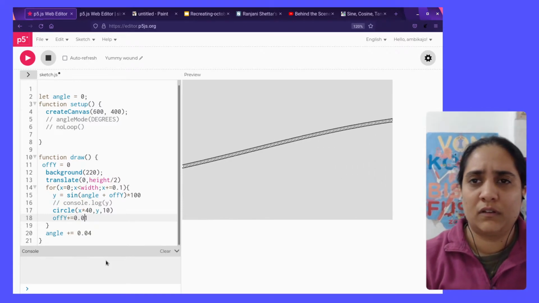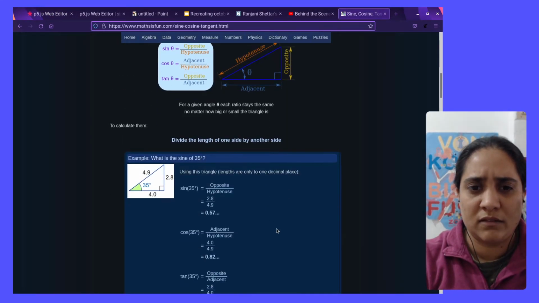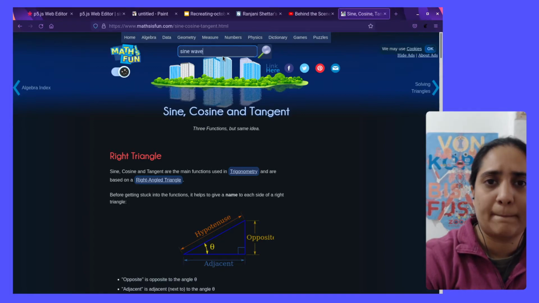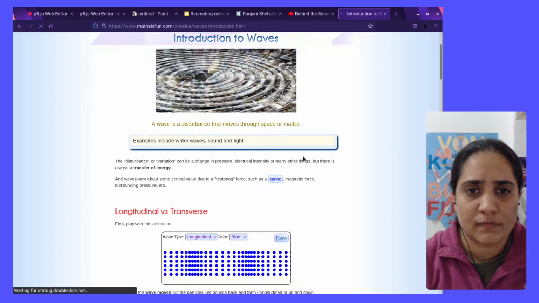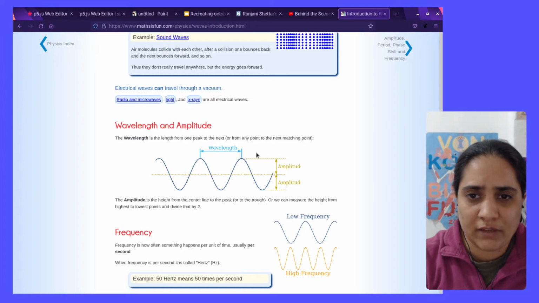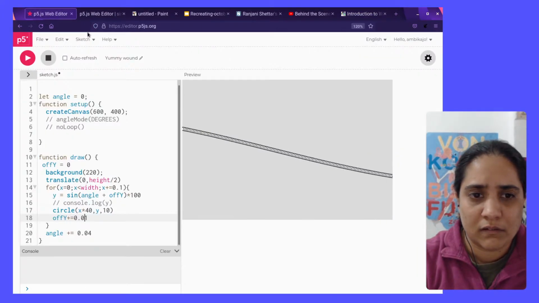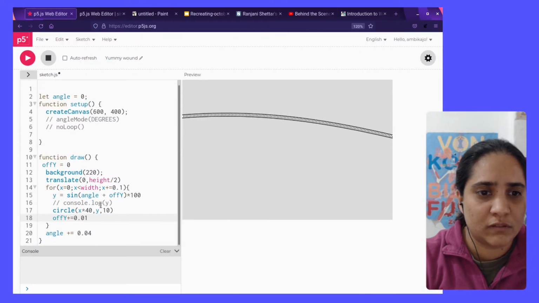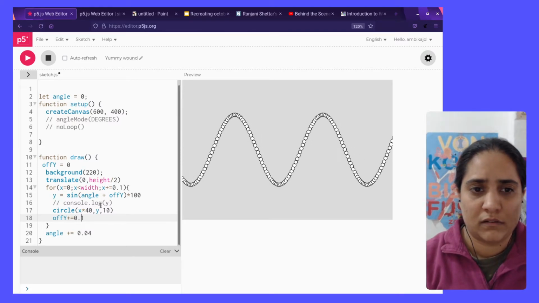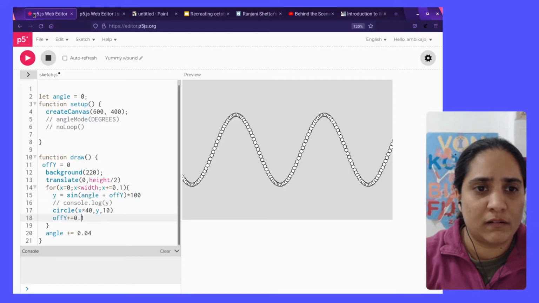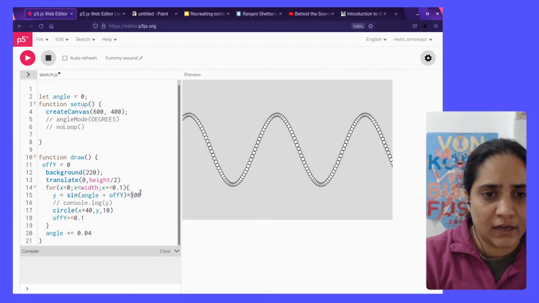Yeah, if you look at Maths Is Fun, this should give us some idea. If we look at sine wave, yeah, like the wavelength and the amplitude. Currently this has a very high wavelength because of the offset, and then the amplitude is just determined by the 100 or the 200 that we have.